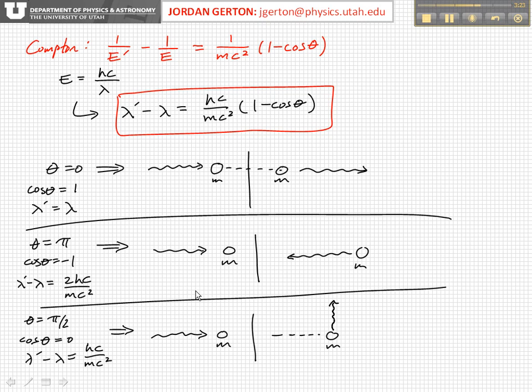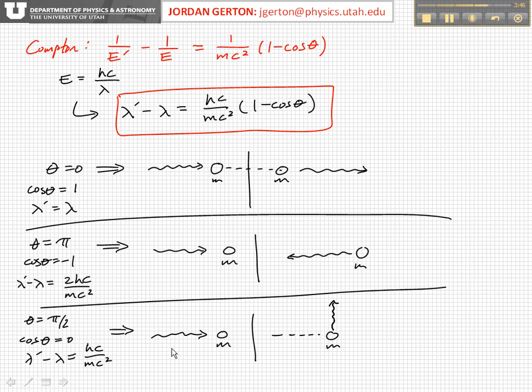And finally, if you look at the case where theta equals pi over 2, that corresponds to the photon hitting the electron and bouncing off at a right angle. So cosine theta equals 0, and the difference in the outgoing and incoming wavelength is equal to hc over mc squared. Now, does this all make sense?